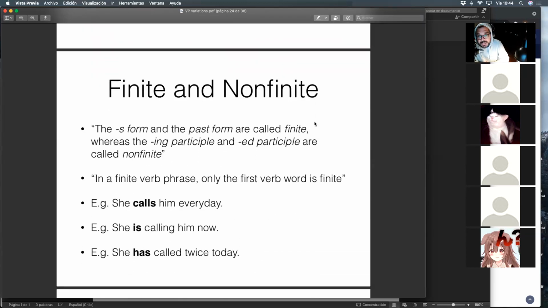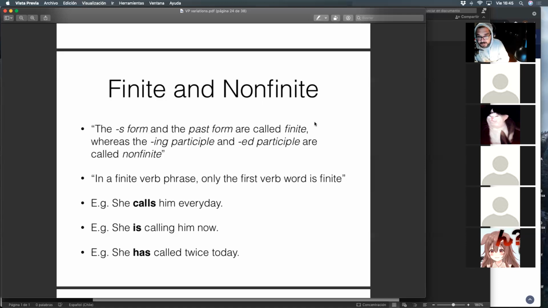Finite and non-finite. The S form and the past form are called finite, whereas the ing participle and the ed participle are called non-finite. Why? Because the S form and the past form, that is to say, the inflection provided by the bound morpheme, the suffix S and the suffix ed1, they clearly refer to a past and a present time, right? Meanwhile, the ing participle and the ed2, the ing suffix and the ed2 suffix, they can't provide that reference.